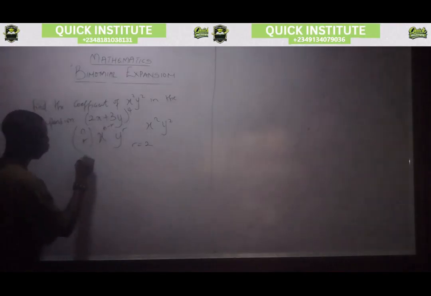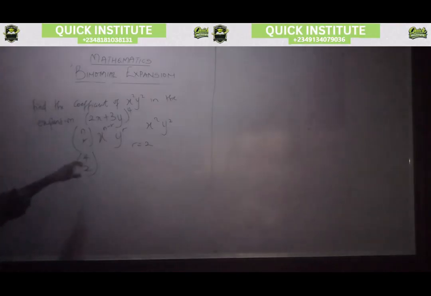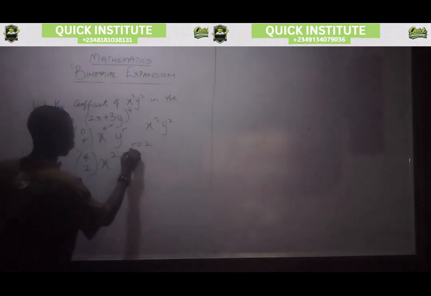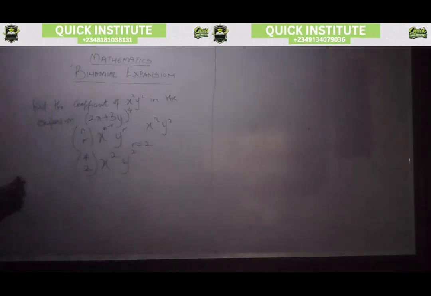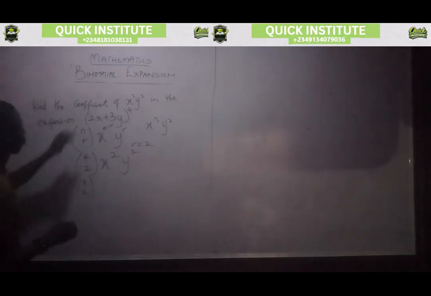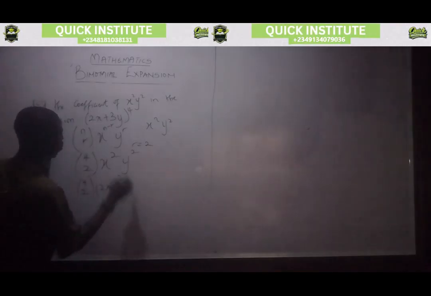So it will be 4C2 times x to the power n minus r, which is 4 minus 2, which is 2, and y is to the power 2 also. So while solving, we have 4 combination 2, our x is 2x to the power 2, and our y is 3y squared.